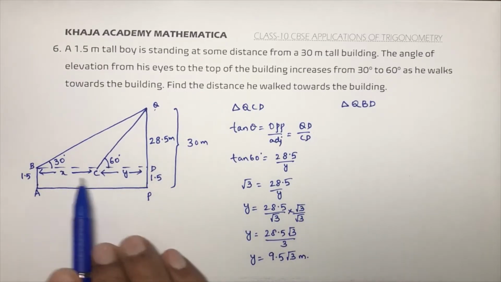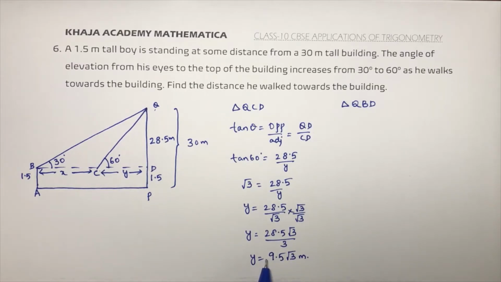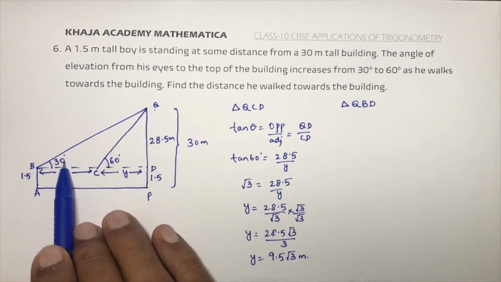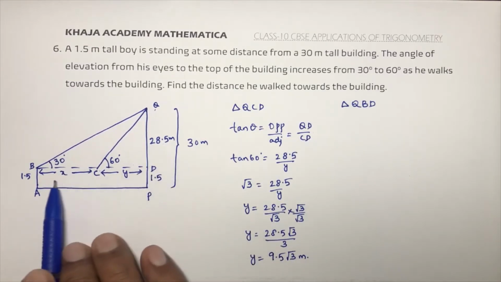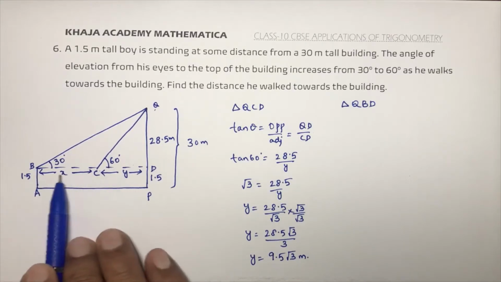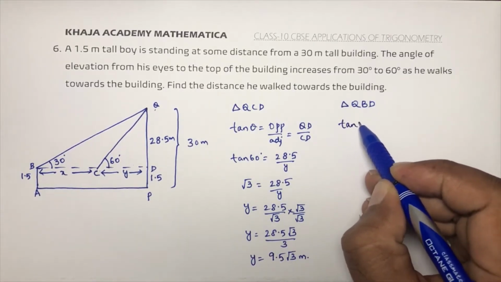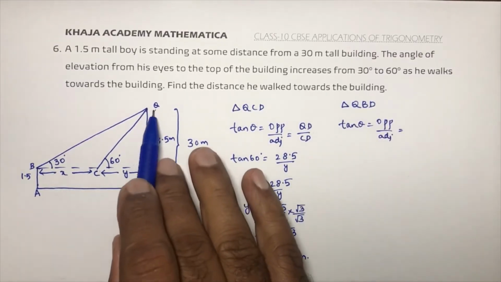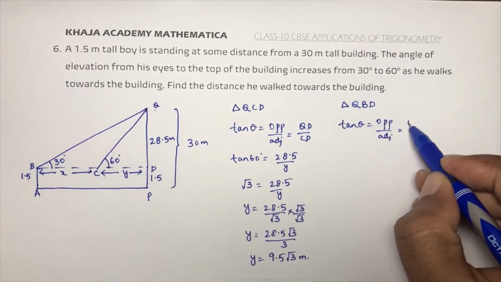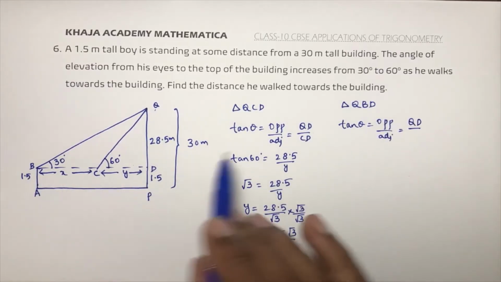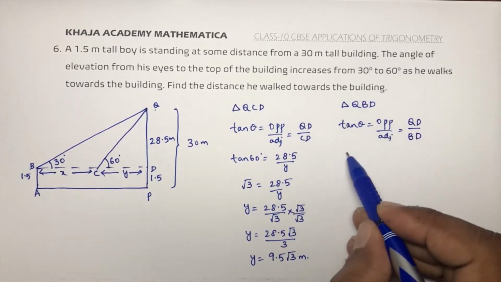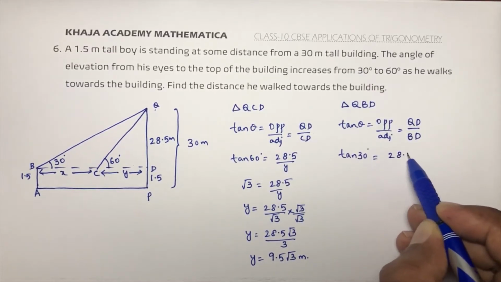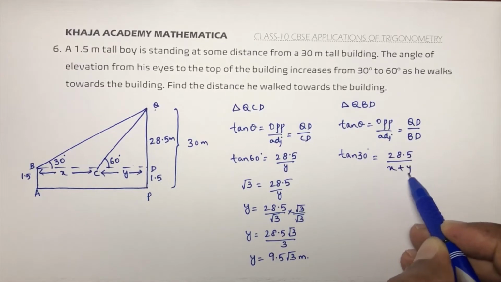Now I need to find x. I got the value of y. Now to find x, in triangle QBD, theta is 30, opposite is 28.5, and adjacent is x plus y in the big triangle. So I'll use tan theta, opposite by adjacent. In QBD, opposite is QD, adjacent is BD. So tan 30 degrees is 28.5 by x plus y.